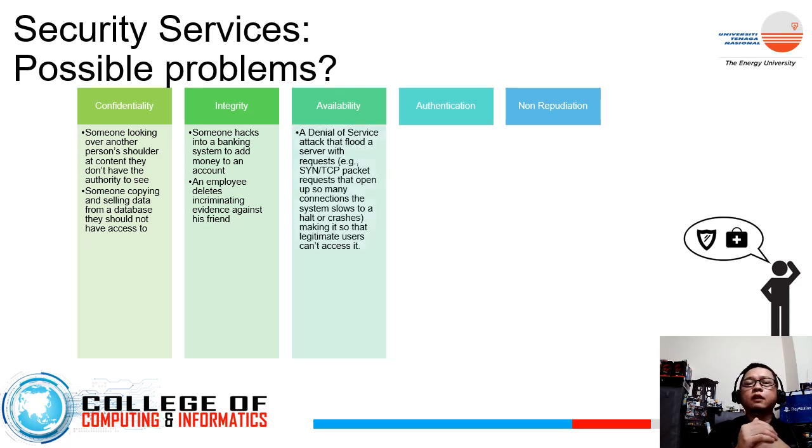Now, availability, of course, is denial of service, where people cannot get to that information when they actually want to use that information.